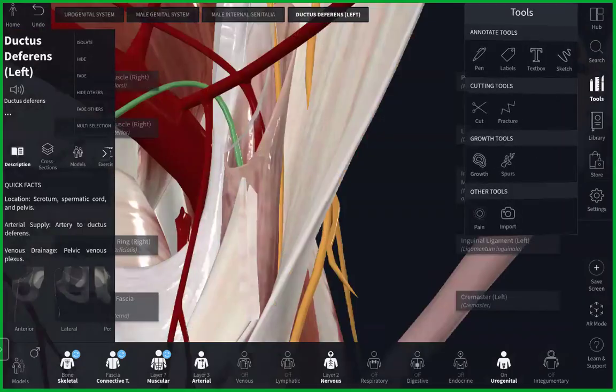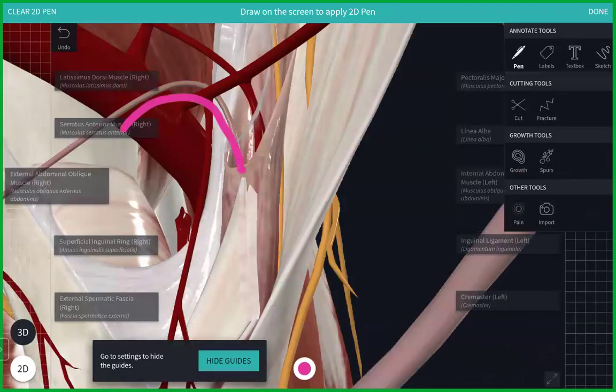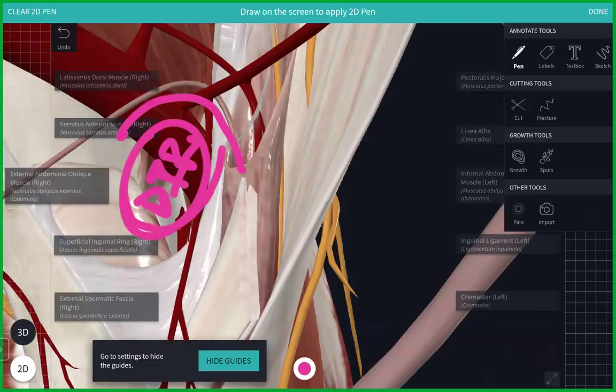Okay, it's coming out through the direct inguinal ring. Okay, it's coming from the scrotum.